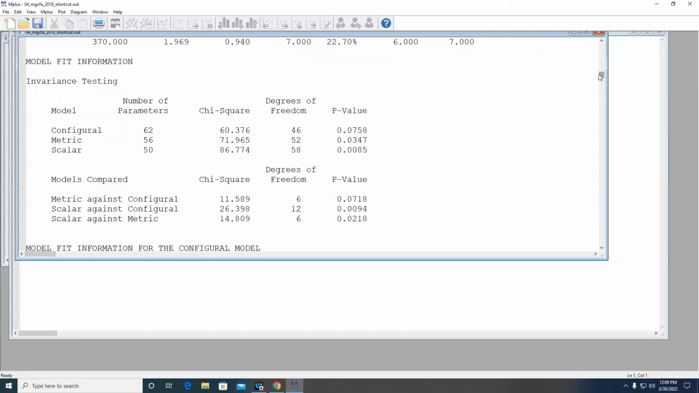So just to remind you about nested models, there is an extra credit question on the homework about nested models. Obviously, the models that we're talking about here, the scalar, metric, and configural models, are all nested models, right? That is clear.